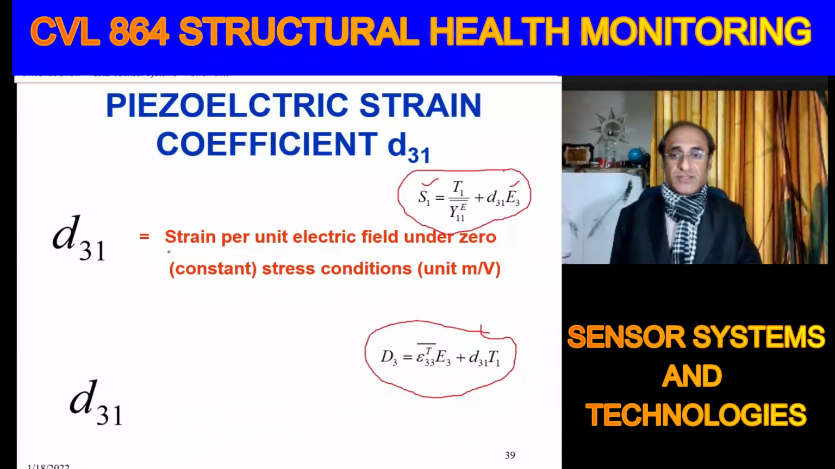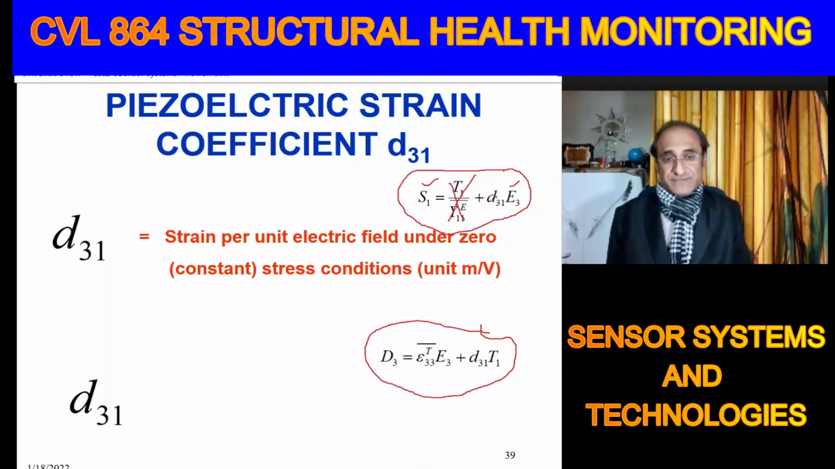So first equation, we can say D31 is strain per unit electric field under zero stress condition. That means if the stress is zero, this term is not there. So what is D31? D31 is strain per unit electric field. So all we have to do is apply an electric field and keep the patch hanging, so it's stress free, and measure the strain developed in the patch, so we can obtain the value of D31.